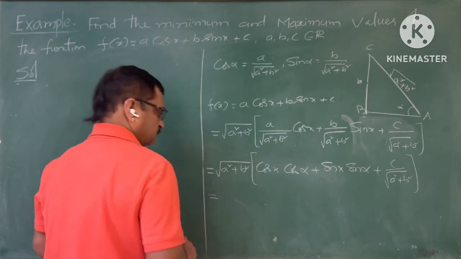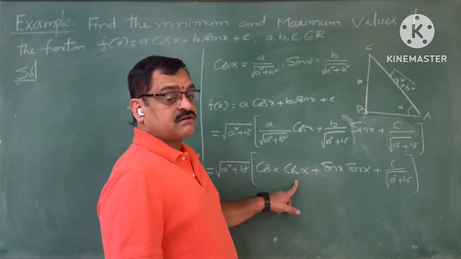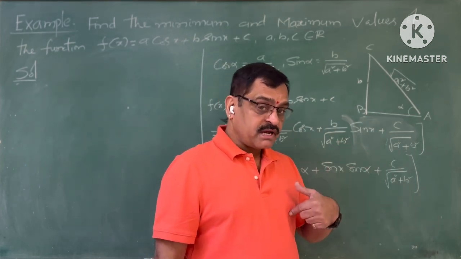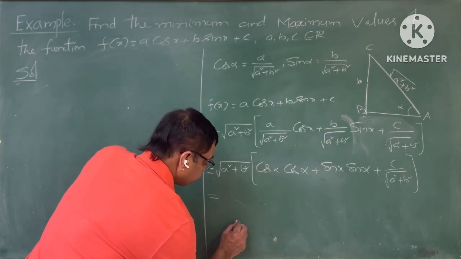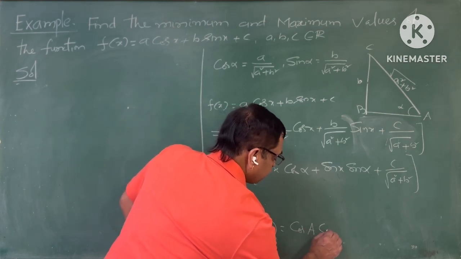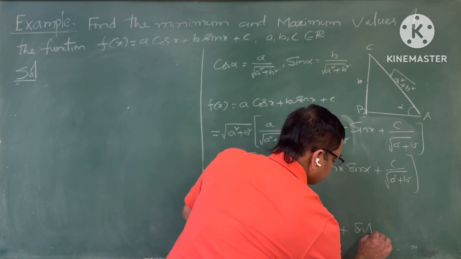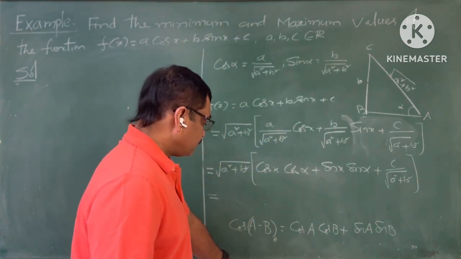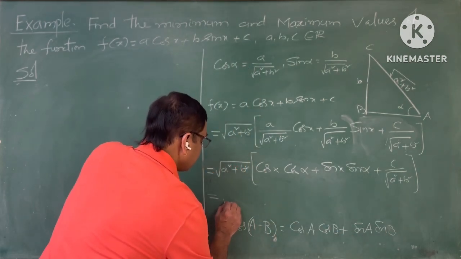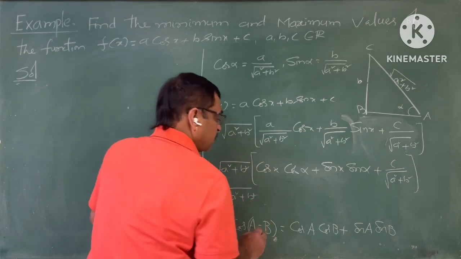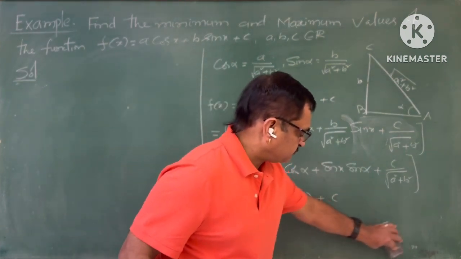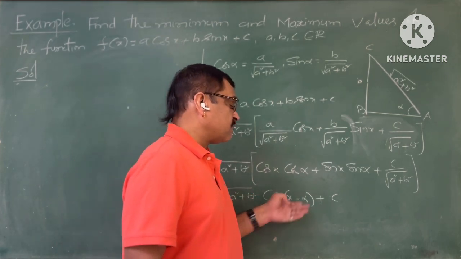Okay, now if you observe carefully, cos x cos alpha plus sin x sin alpha. Again repeat, cos x cos alpha plus sin x sin alpha. You can recall an identity here. What is the identity here? We have cos of a minus b is equal to cos a cos b plus sin a sin b. I am going to utilize this identity here. So it becomes root of a square plus b square times cos of x minus alpha plus c. So I converted this into root of a square plus b square cos of x minus alpha plus c.